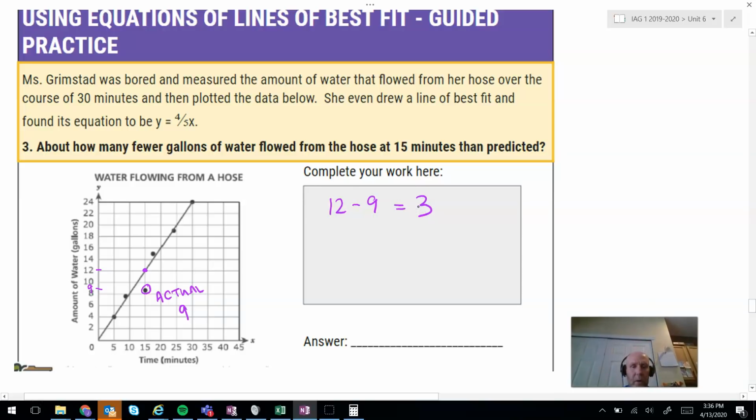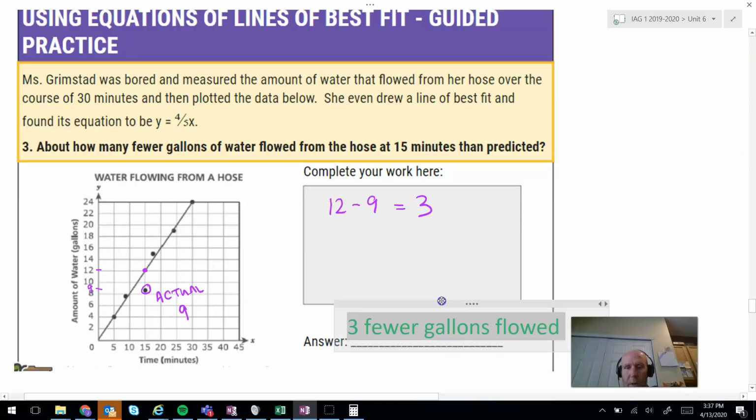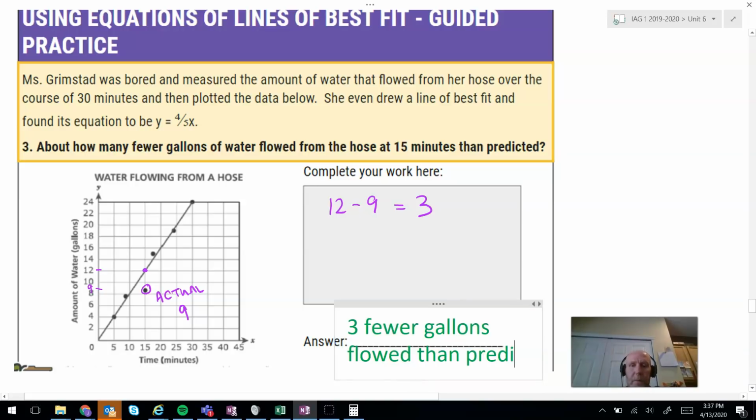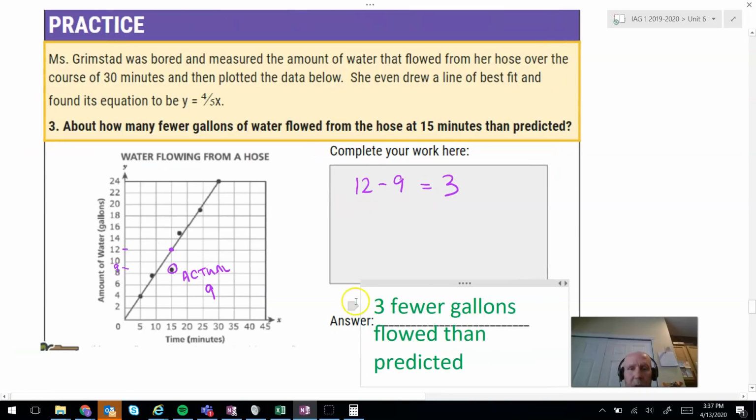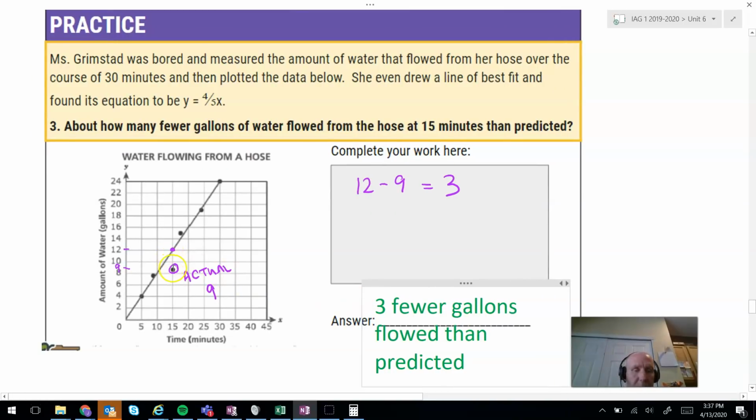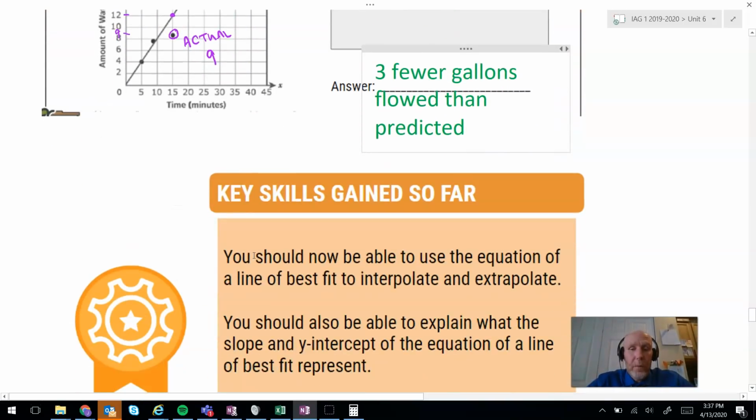And so we would probably write something like 3 fewer gallons flowed than predicted. Okay, so we want something like that there. So we're just finding out how far away the actual point was from the line of best fit, which was the prediction. Great. Okay, hopefully you're feeling good about this so far.